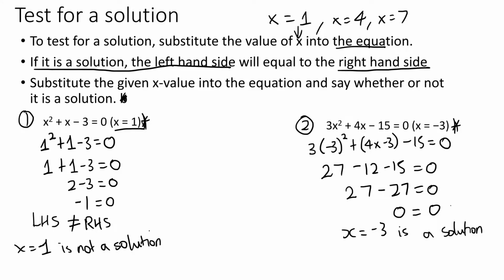It's because the left-hand side is equal to the right-hand side. So if they give the same number on both sides, whatever the question says x is equal to will be a solution.